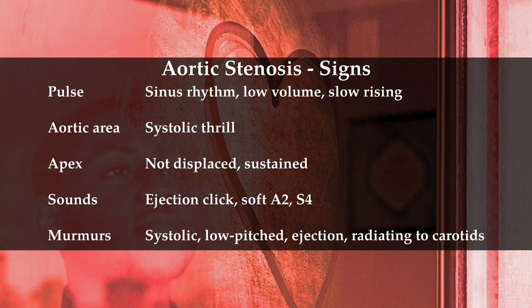It is very important to understand the signs of aortic stenosis. Here, pulse will be in sinus rhythm and you will have low volume, slow rising pulse. You will feel a systolic thrill in aortic area and apex will not be displaced. On auscultation you will have an ejection systolic murmur, which is best heard in aortic area, radiating to carotids with same intensity. Let's see how you would hear this murmur in patients during cardiovascular examination.